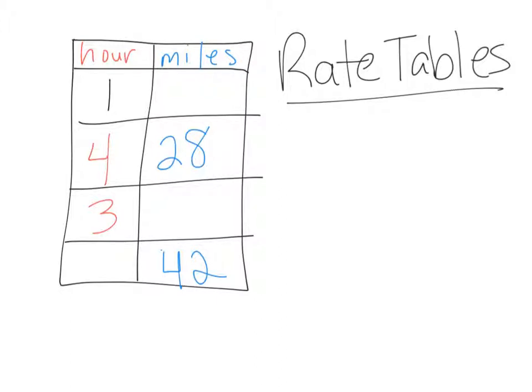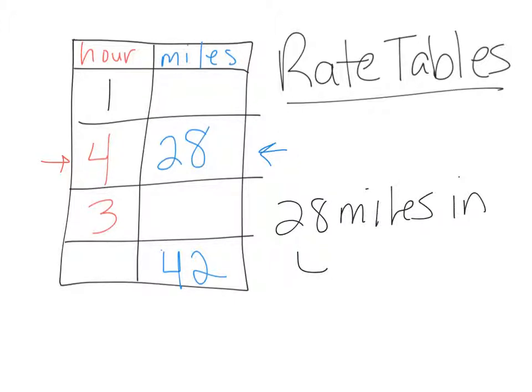But what we can do is use the row that has numbers in both the left and right sides to determine what the rate is. So the second line has a 4 and a 28 here. If we read it correctly, it's 28 miles in 4 hours.